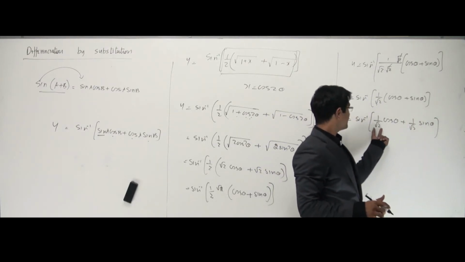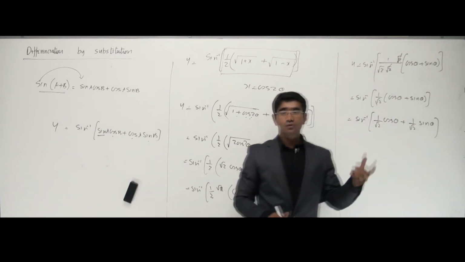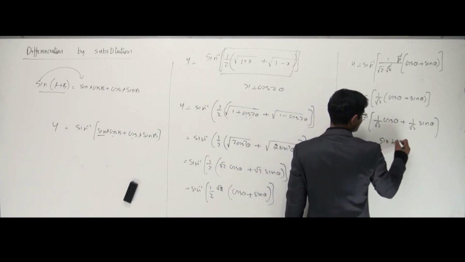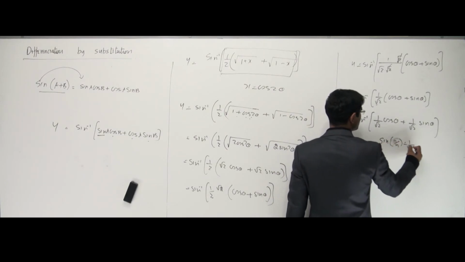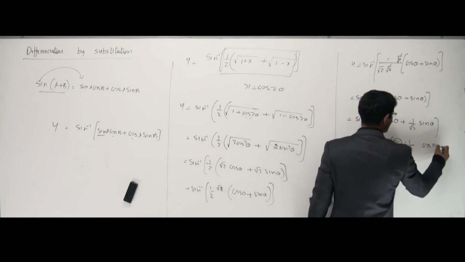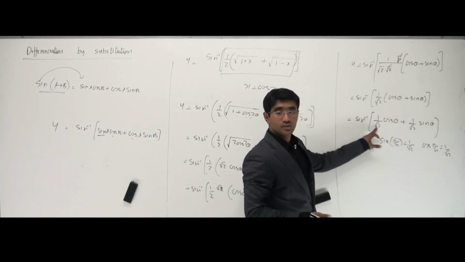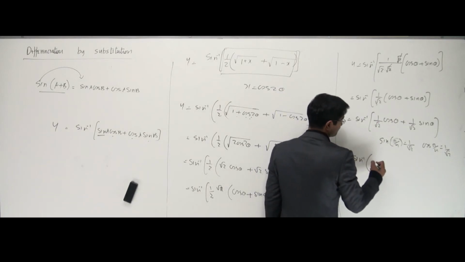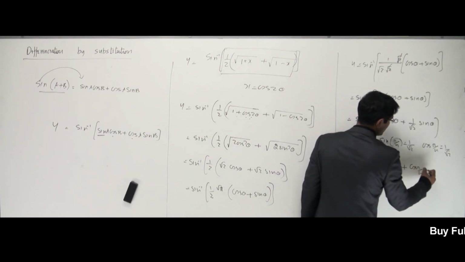If I had sine of something into cos theta plus cos of something into sin theta, that would have looked like sin A cos B plus cos A sin B. And I also know that sin 45, or sin pi by 4, is 1 by root 2. And cos pi by 4 is also 1 by root 2. So I can substitute 1 by root 2 as sin pi by 4 here and cos pi by 4 there. So it looks like sin inverse of sin pi by 4 into cos theta plus cos pi by 4 into sin theta.